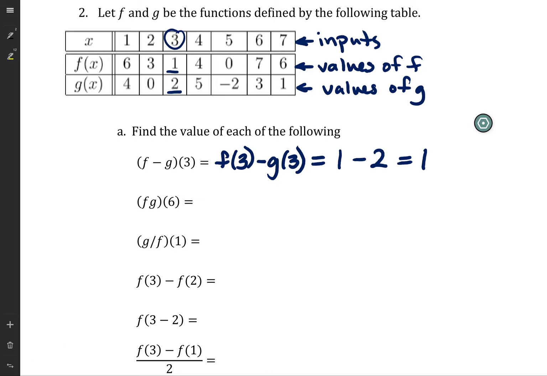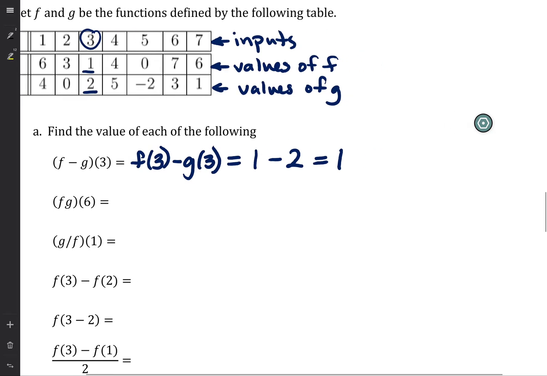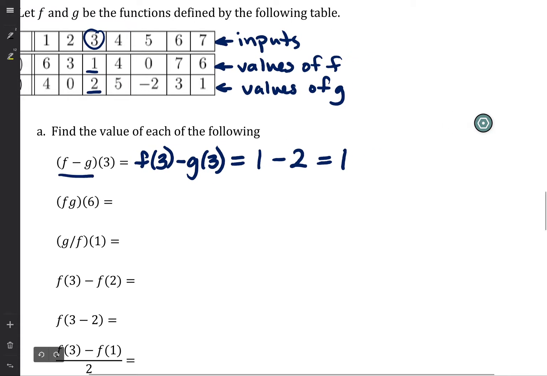And here's something I can emphasize here that I didn't really in the last one. So I did talk about the fact that f minus g is the name of a new function. What we could emphasize here is that the information we got is that f minus g of 3 is 1, which tells me that the graph of f minus g goes through the point (3, 1).